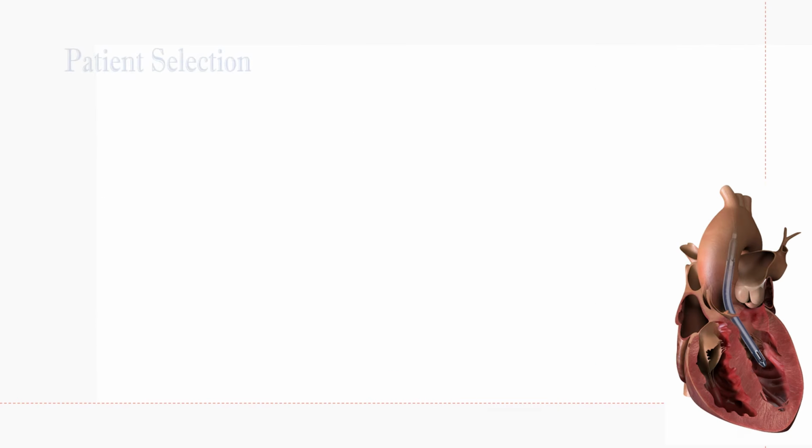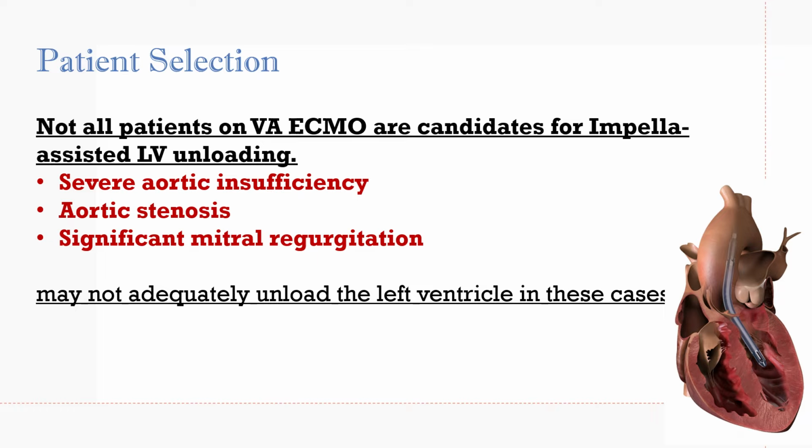Another important point is to avoid Impella in some patients: not all patients on VA ECMO are candidates for Impella. To assess LV unloading, severe aortic insufficiency, significant aortic stenosis, or significant mitral regurgitation may not allow adequate unloading of the LV in these cases.